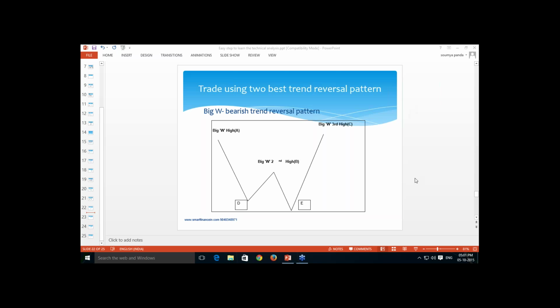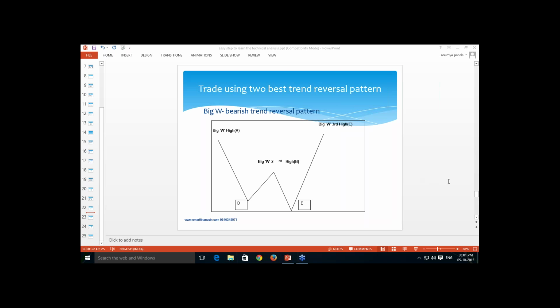When someone says that a head and shoulder pattern has formed, a triple top has formed, a triple bottom has formed, a big M pattern has formed, a big W pattern has formed, if someone talks about this kind of patterns, it generates some fear in the mind of the traders. So do not get afraid of these particular names.